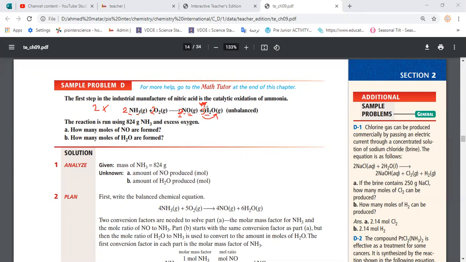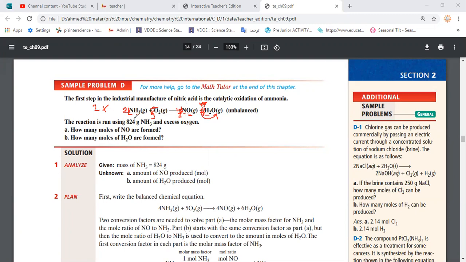So here we have 2, and here we have 5 right now. How could we make 2 and 5 equal? In that case, we're gonna put here 5. So they are gonna be 10, and then we're gonna multiply all the equation by 2. So if I make that 4, 4, and that's 6.